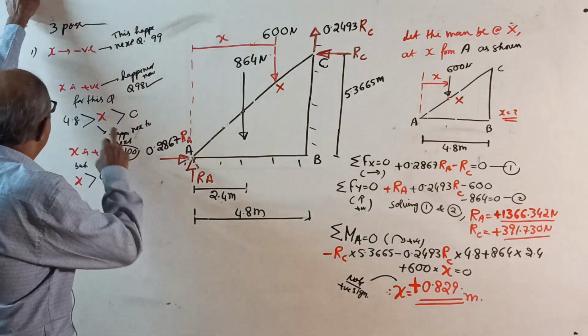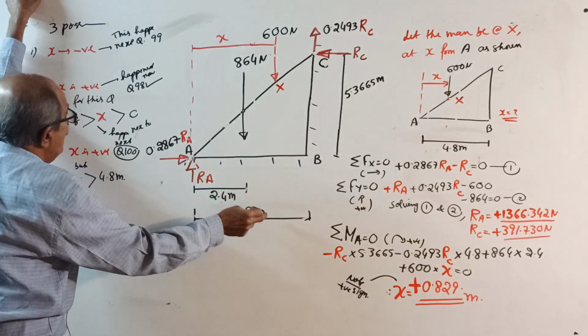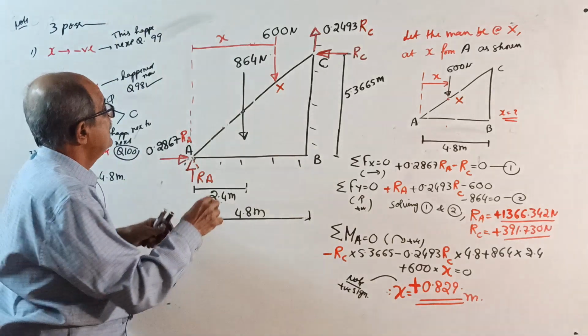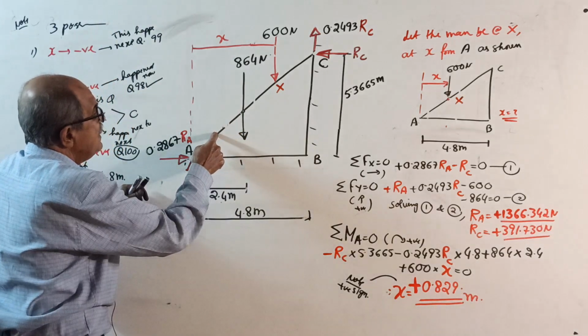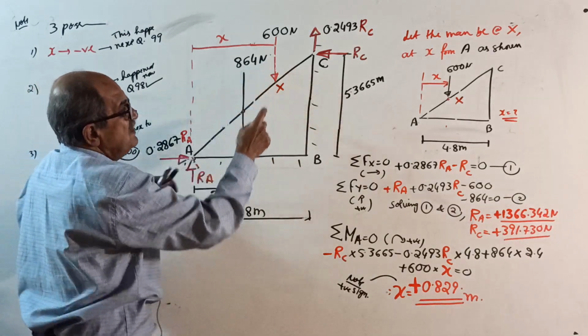Okay. X positive, more than 0, less than 4.8 is for this question. Therefore, that means yes, he is somewhere here. Positive means this side. Of course, this is out of scale. See here.